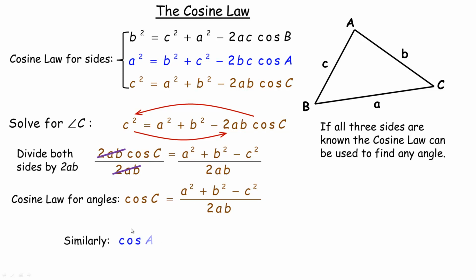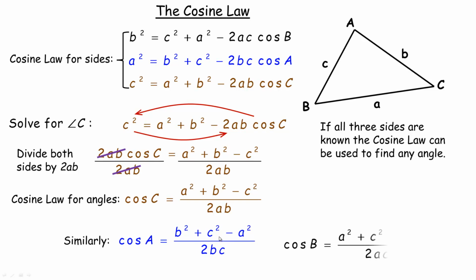So similarly, if I want to write it out for cos A, if I want to find angle A, then it's going to be b squared plus c squared minus a squared. Again, this is the side across from the angle I'm trying to find, and these two sides are the same two that are being squared here.